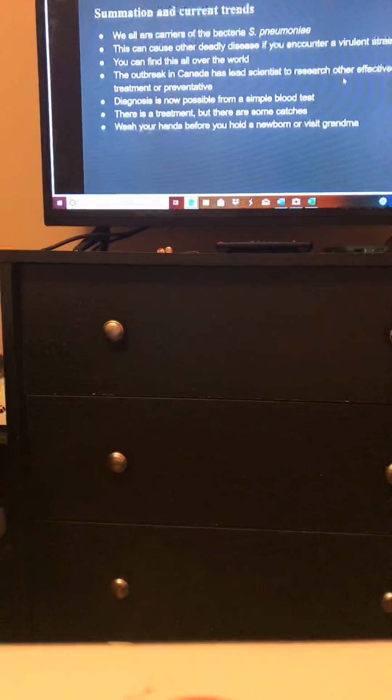Diagnosing this has become a lot easier, faster, and more efficient now that we can do blood or saliva testing. But there's still more growth that can occur in the time it takes to detect the disease. There is, in fact, treatment for this, but there are catches having to do with the risk factors, such as age or which antibiotic to use. Lastly, if you find yourself in a situation where you're going to hold a newborn baby or visit grandma, make sure you're courteous and wash your hands to prevent this from spreading or causing another outbreak.